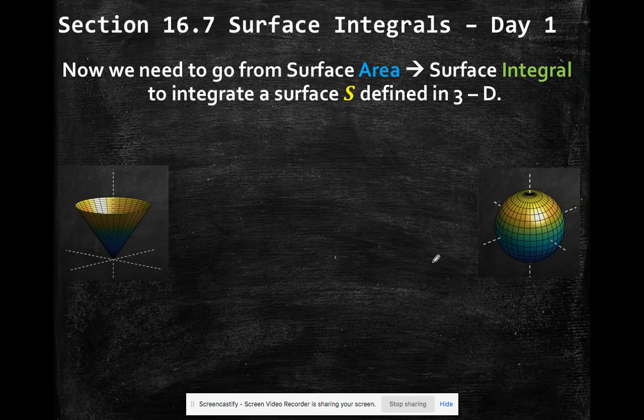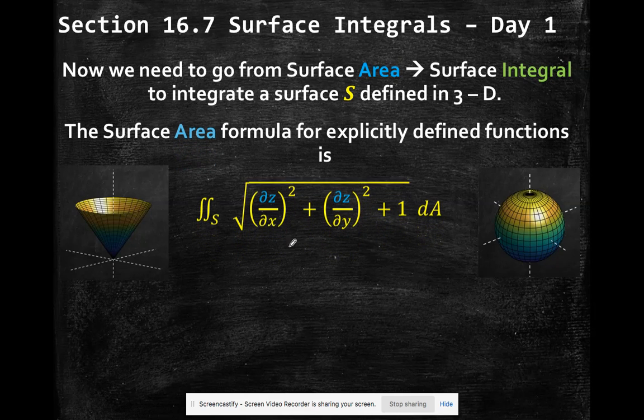What I mean by that is taking our surface area formula: a double integral over a surface, with my partial squared plus my 1, technically also squared, over an area. I might have a surface here or here where some function describes it, and I can calculate the surface area.